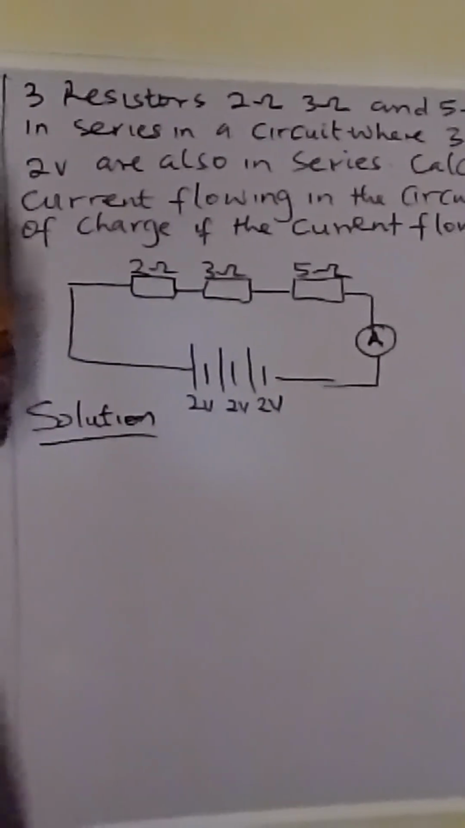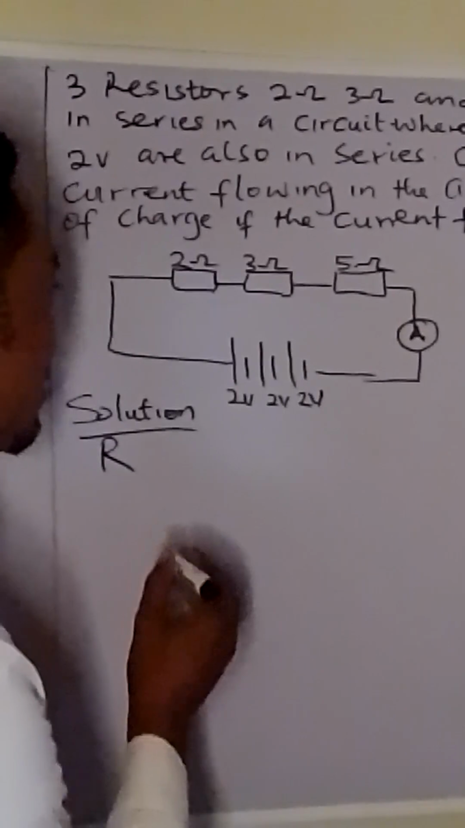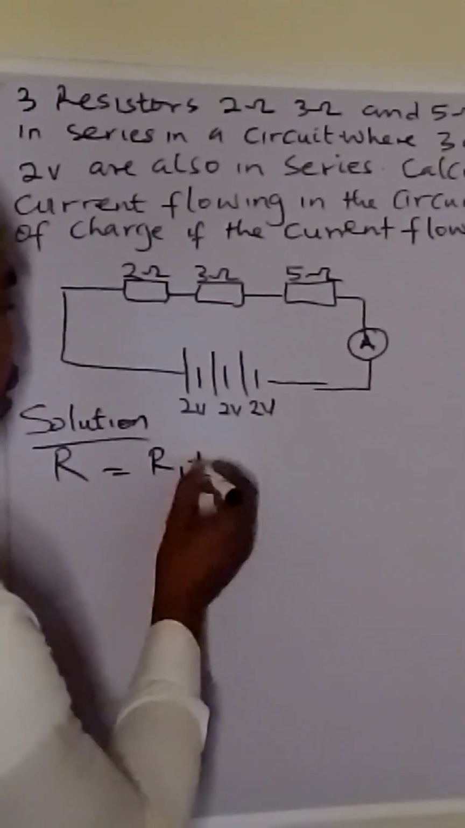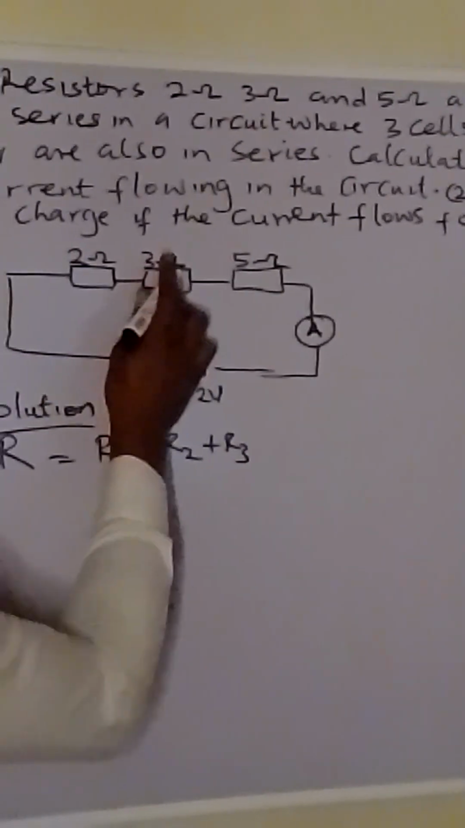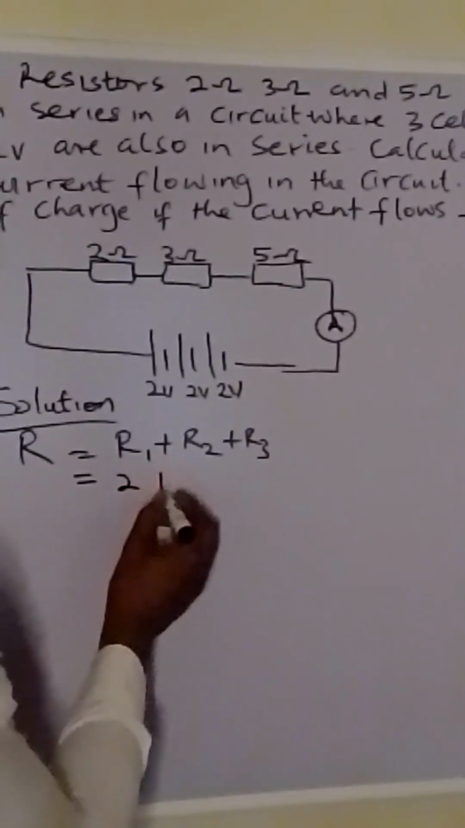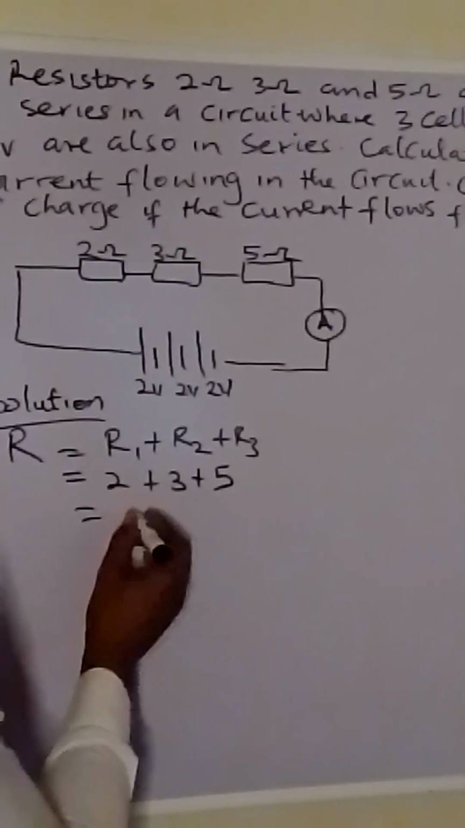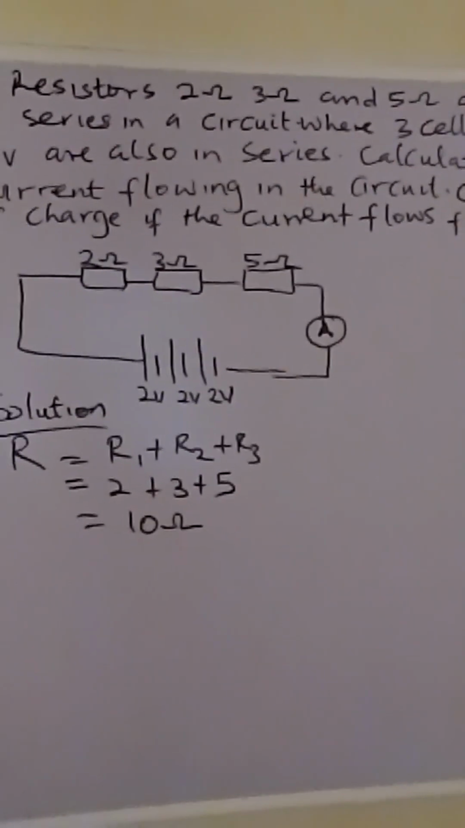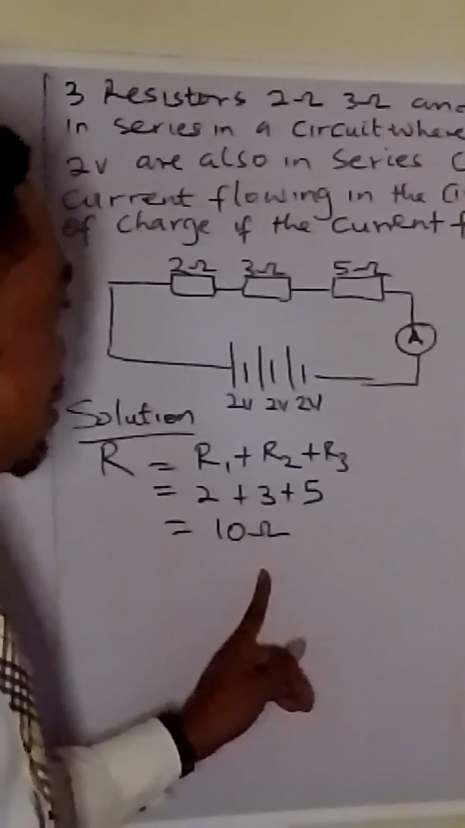So from what I said, the effective resistance in the circuit, which is the resultant resistance, is R equal to R1 plus R2 plus R3. This is R1, this is R2, this is R3, which simply means 2 plus 3 plus 5, which is equal to 10 ohms. That means that the total resistance, the effective resistance in this circuit, is 10 ohms.